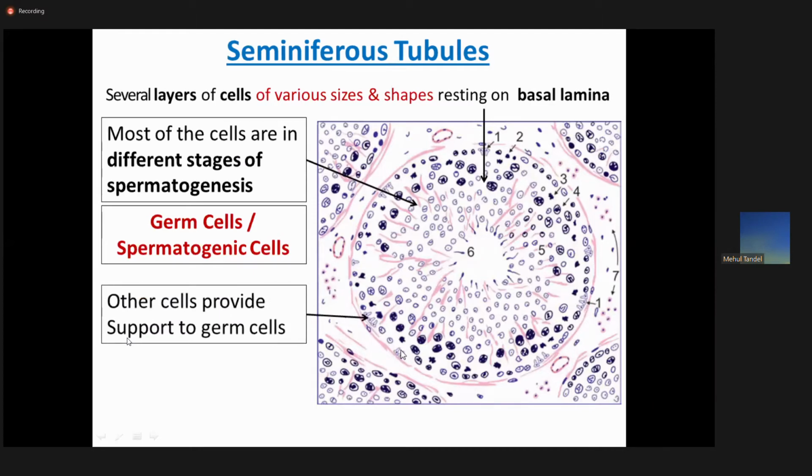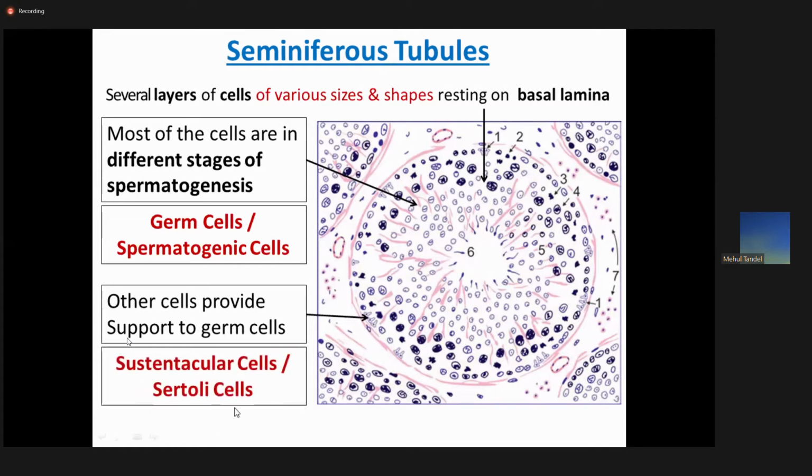And you can see these peripheral cells, where only nuclei are seen, especially in this peripheral part. These are the nuclei of supporting cells, known as sustentacular cells, commonly called Sertoli cells. So the wall of the seminiferous tubule contains mainly two cell types: one is spermatogenic cells or germ cells, in different stages of spermatogenesis, and the second is the supporting cells, known as Sertoli cells or sustentacular cells.